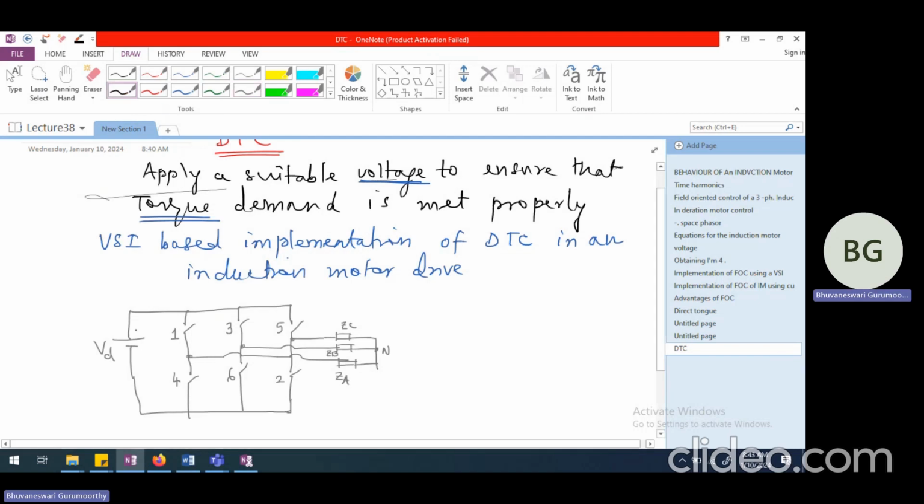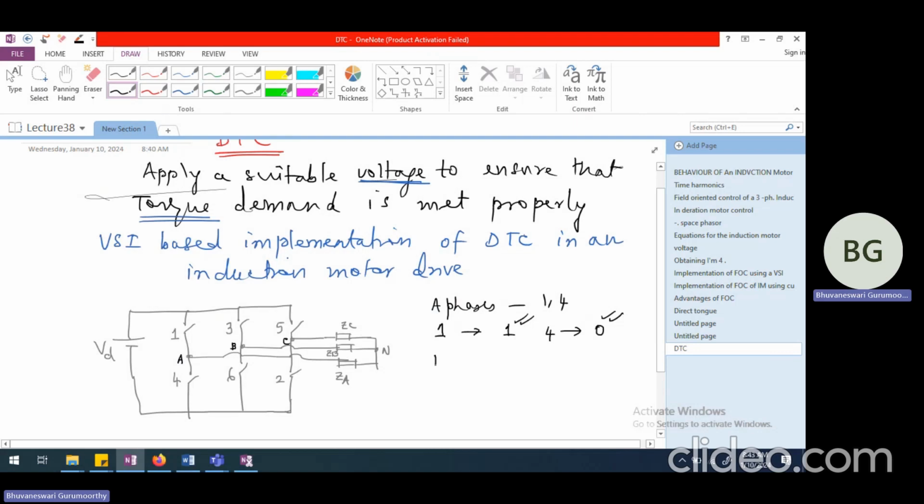So we can say that the switches in A phase, this is B phase, and this is C phase. A phase switches are 1 and 4. If 1 is closed, I'm going to call the position of the switch 1, whereas if 4 is closed, we are going to call that position 0. Whenever the positive switch is closed, I call that position 1. If the negative switch is closed, that position is called 0.